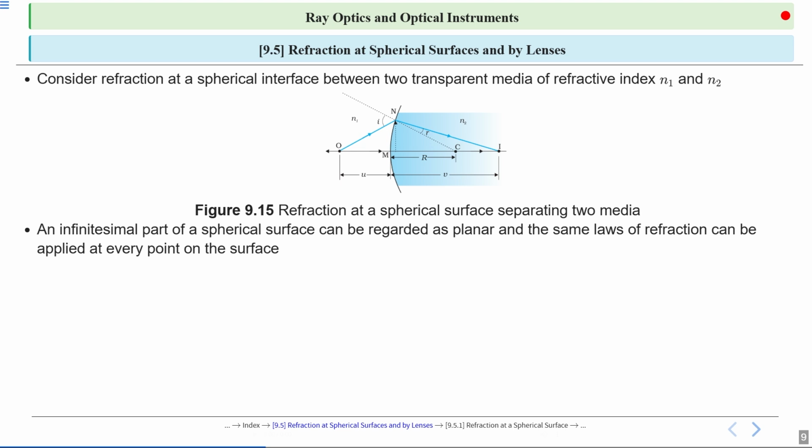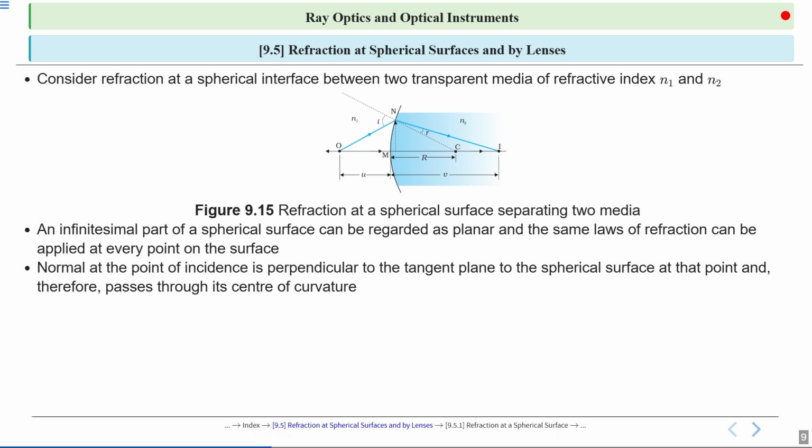So the normal at the point of incidence is perpendicular to the tangent, like we have discussed in spherical mirrors. How do we draw the normal on a spherical mirror? We draw a tangent at the point where we have to draw the normal, and we draw the normal to that tangent, and that normal passes through the center of curvature of that mirror. Similar is the case for a spherical surface.